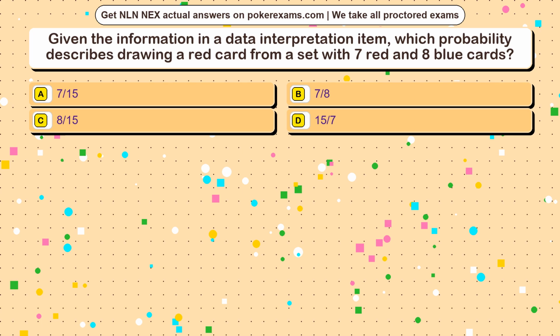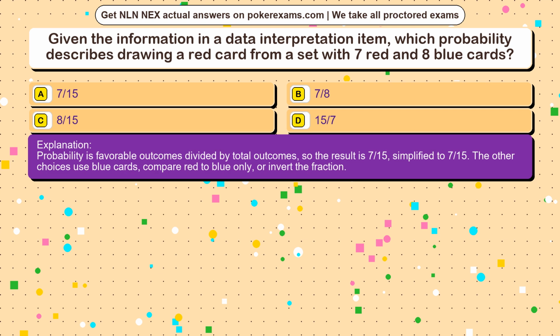The correct answer is option A. Probability is favorable outcomes divided by total outcomes, so the result is 7/15, already in simplest form. The other choices use blue cards, compare red to blue only, or invert the fraction.